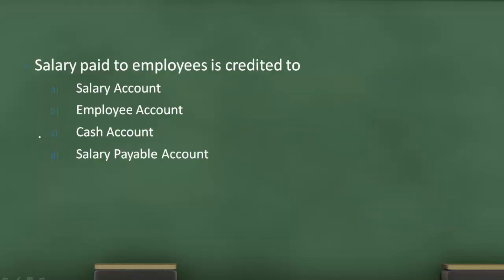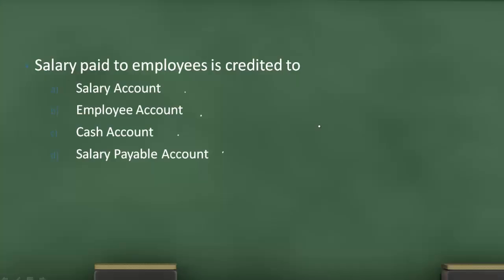Salary paid to employees is credited to, is it salary account, is it employee account, is it cash account or salary payable account? Imagine the transaction when the salary is paid, what happens? Salary is an expense, right? So expense should be debited. Salary being an expense, it should be debited. Salary account debit. So when we pay salary, what happens is the company has to give cash. Cash is an asset. When it is coming in, it will be debited, but when it is going out, it will be credited. So cash account credit.